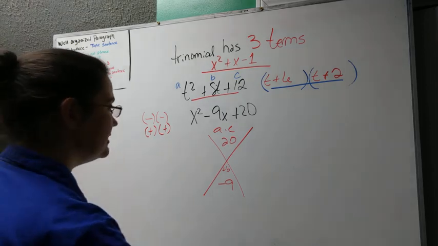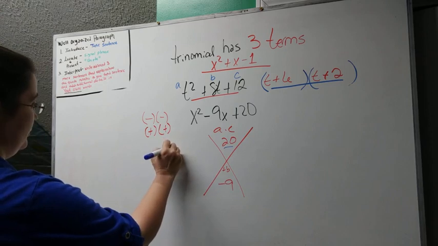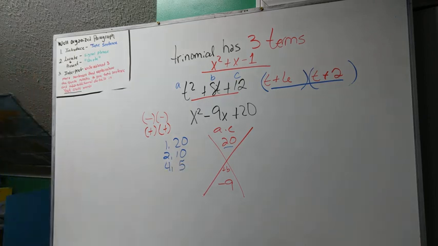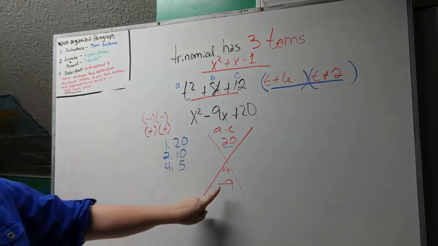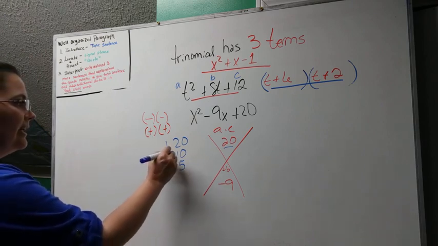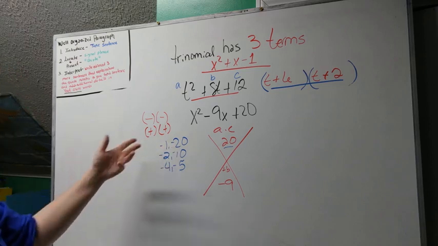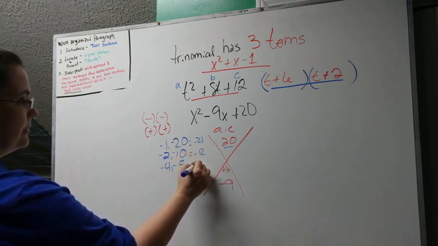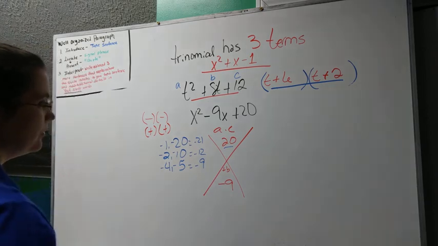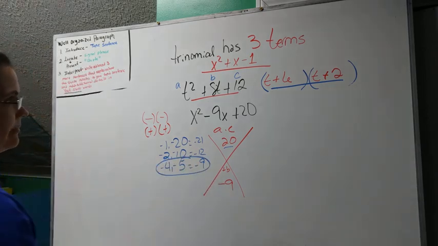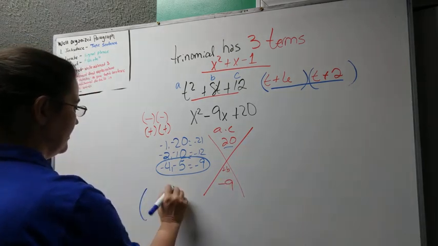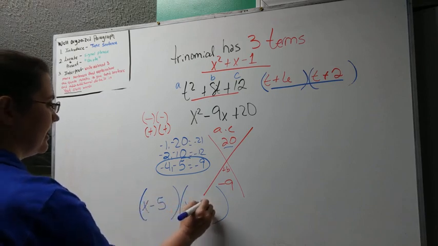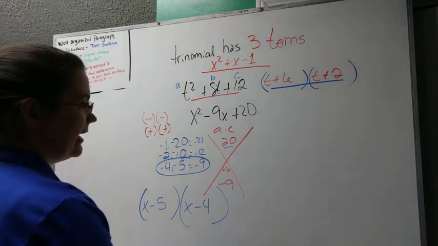Okay, now let's take the factors of 20. So we have 1 and 20, we have 2 and 10, we have 4 and 5. So if we look at these factors, which ones of these could we make two negatives out of and make a negative 9? Negative 1 and negative 20 would give us a negative 21. Negative 2 and negative 10 would give us a negative 12. And this one down here would give us a negative 9. So we know that this is our combination. So we write our pair, we write our sets: x minus 5 times x minus 4. And then it's going to ask you to check it.